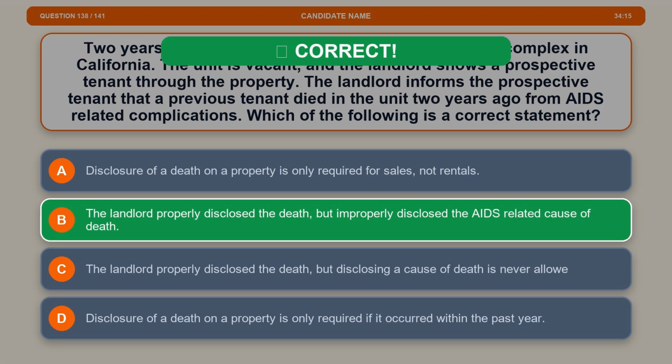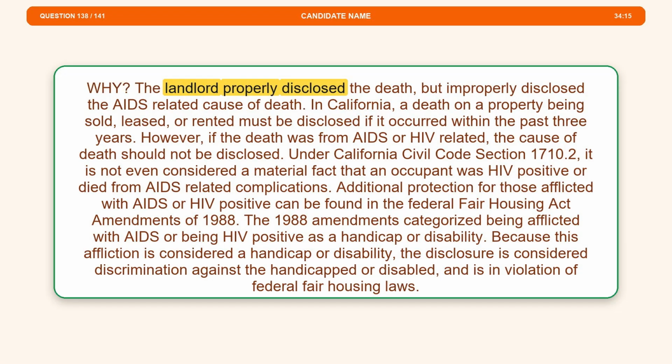The correct answer is option B. The landlord properly disclosed the death, but improperly disclosed the AIDS-related cause of death. In California, a death on a property being sold, leased, or rented must be disclosed if it occurred within the past 3 years. However, if the death was from AIDS or HIV-related, the cause of death should not be disclosed. Under California Civil Code Section 1710.2, it is not even considered a material fact that an occupant was HIV positive or died from AIDS-related complications.